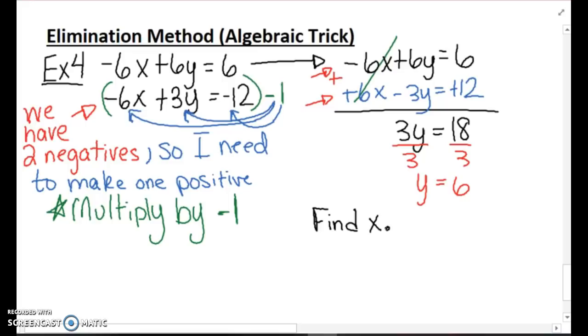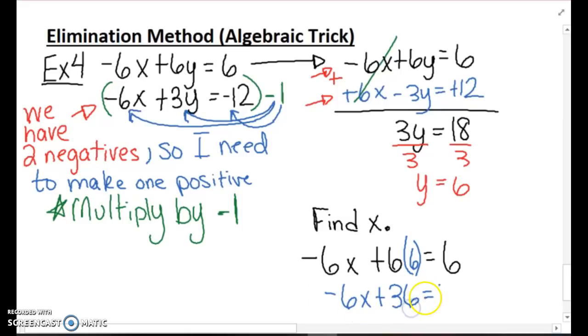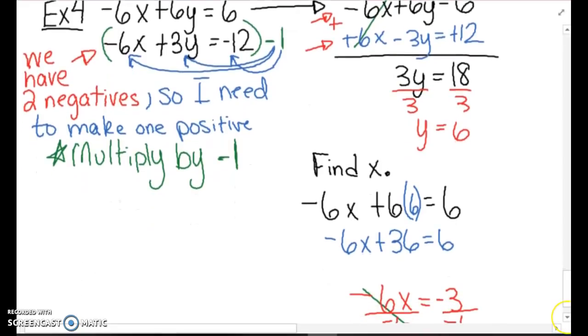So again, I'm going to bring the original equation. We don't want to use the changed one because sometimes we can make a mistake. So we want to use the original equation. I'm going to use the top one to find x. So I'm going to say negative 6x plus 6y equals 6. We know that y is 6, so let me erase it. And I'm going to plug in 6. So we have negative 6x plus 36 equals 6.